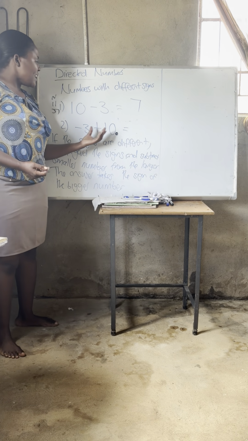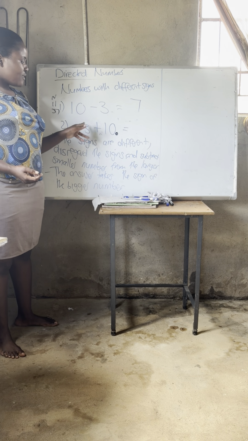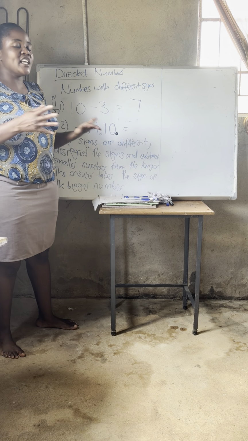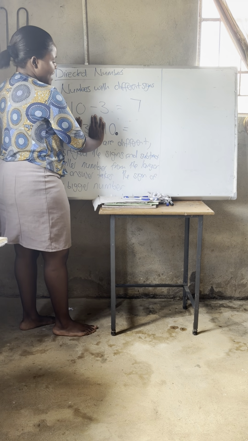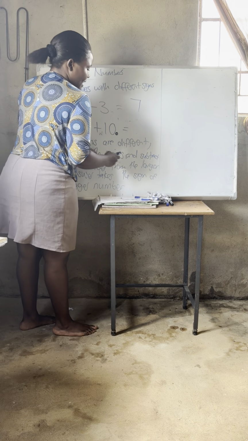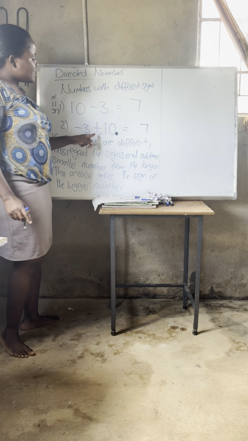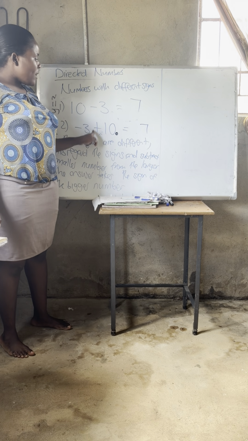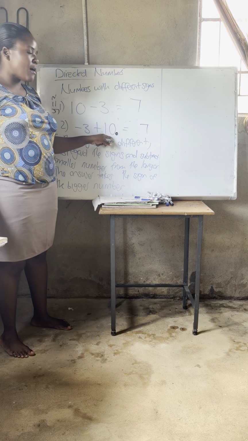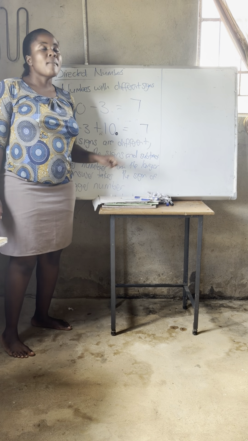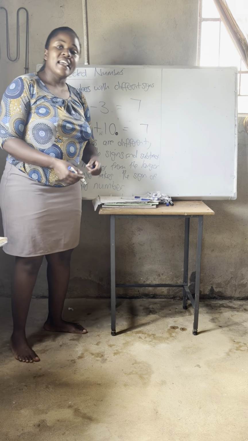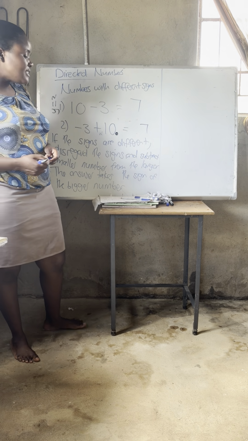So here we check the signs. One is positive, the other is negative. Since they are different, we ignore the signs. We compare which one is bigger, 10 or 3. 10 is bigger. So 10 minus 3, we get 7. Then the answer takes the sign of the bigger number. The bigger number is 10, which has a plus sign. Even if you don't write it, it doesn't matter, because if there is no sign, the number is positive. So this is how we do it.